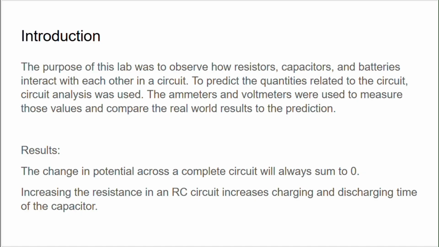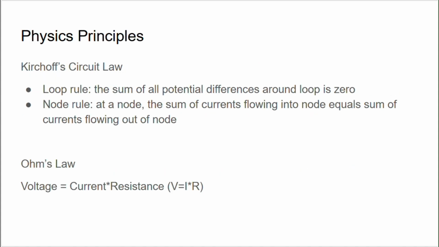The purpose of this lab was to observe how resistors, capacitors, and batteries interact with each other in a circuit. To predict the quantities, circuit analysis was used. The ammeters and voltmeters were used to measure these values and compare the real-world results to the predictions. The results were that the change in potential across a complete circuit will always sum to zero, and increasing the resistance in an RC circuit increases the charging and discharging time of the capacitor.